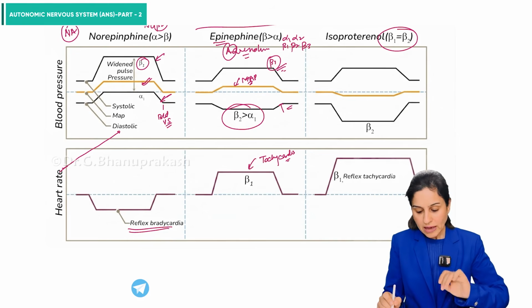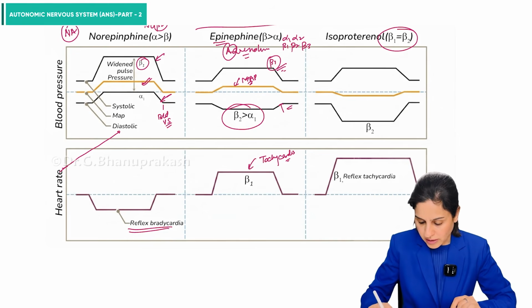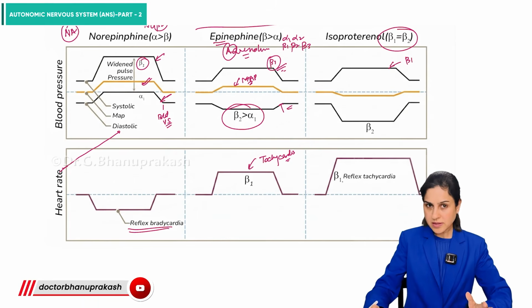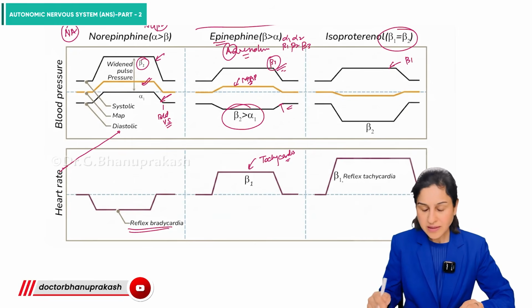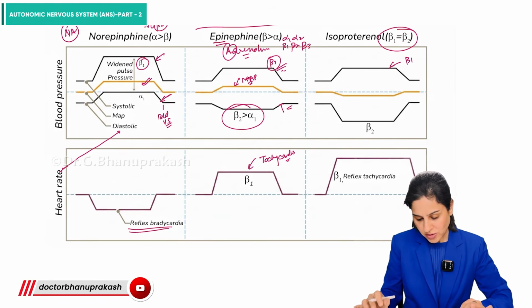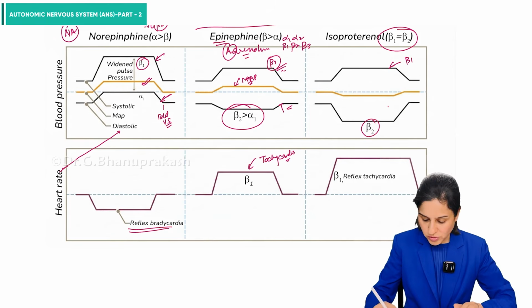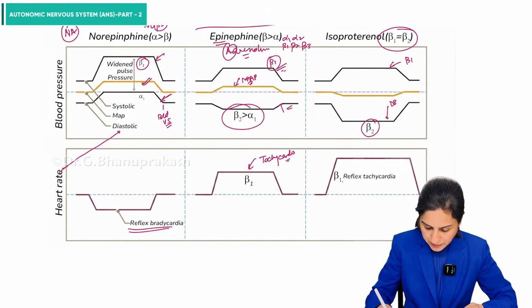Okay. Now, coming to isoproterenol. Again, same thing. Here, beta 1 receptors, there is increase in the systolic. But diastolic, you see, there is no alpha 1 action. Right? So, there's only beta 2 action. So, beta 2 is going to lead to drastic fall in the blood pressure. So, the diastolic blood pressure is falling here.